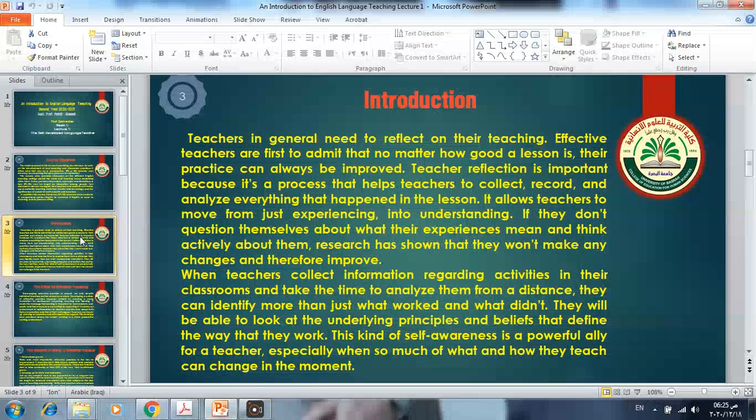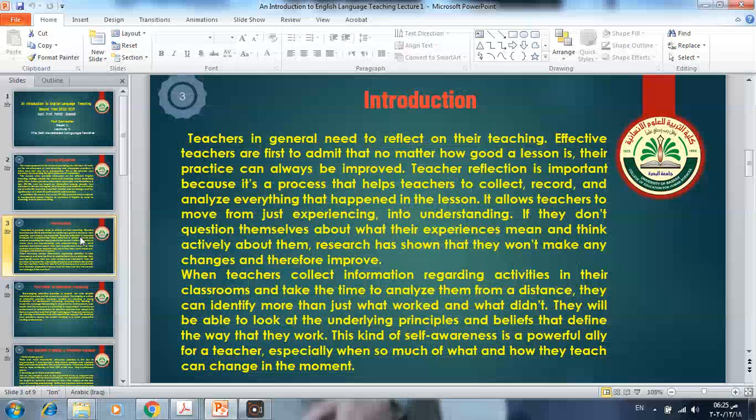Okay, so if the teachers say no, it is useless to question what our experiences mean, and we don't think actively about such experiences. Now, the researchers have shown that such teachers who do not reflect, who do not ask about what is going on inside their classrooms, are the ones who will never make changes, and are not going to improve. Okay, they are not going to improve because what? They don't question the way they are teaching. They don't question what is going on inside the classrooms.